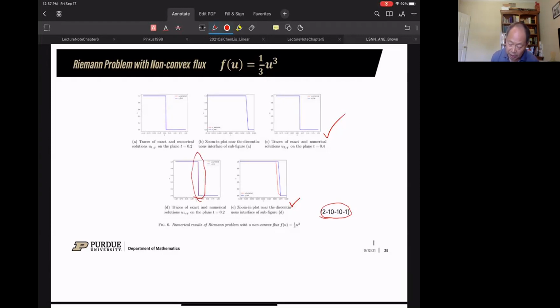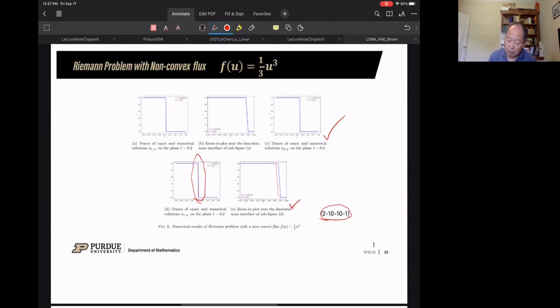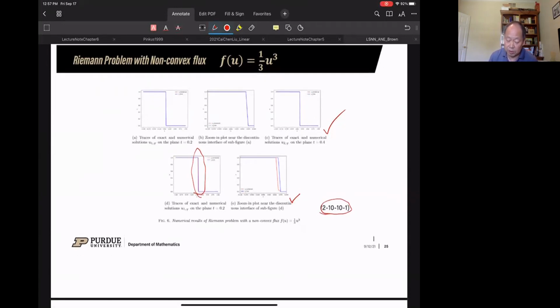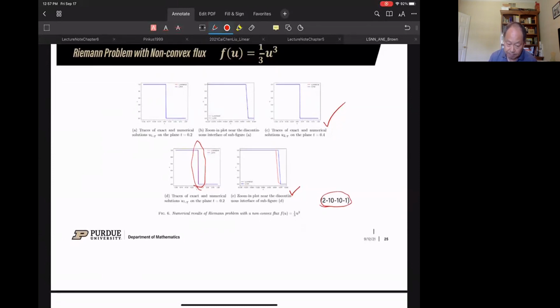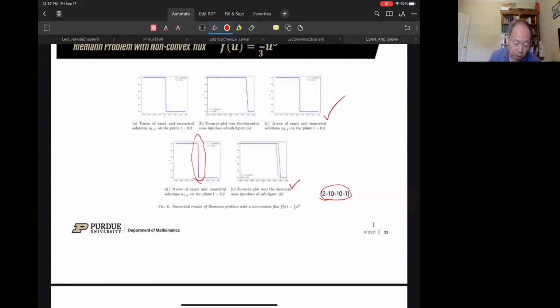I just want to make that point for the cubic flux. At least so far, we haven't seen any numerical schemes for this scalar conservation law. Oh boy, I think I have probably used all of my time.